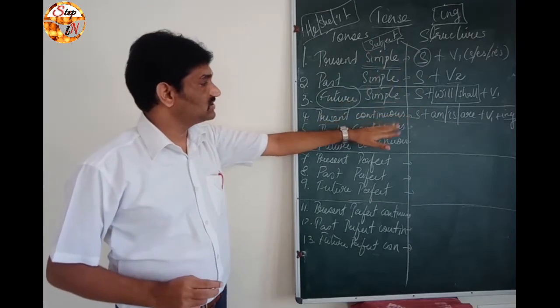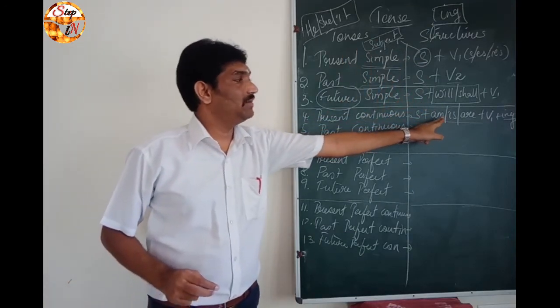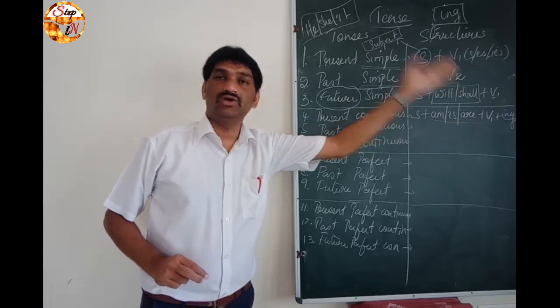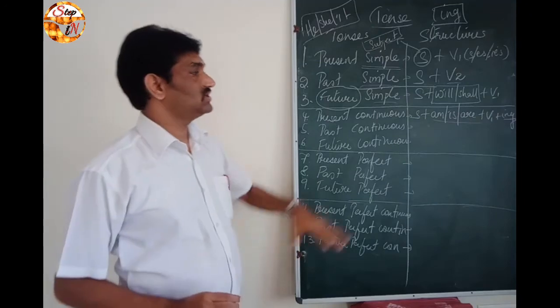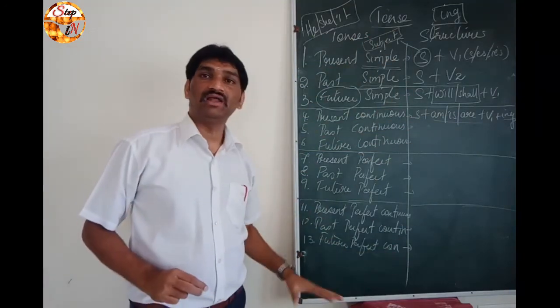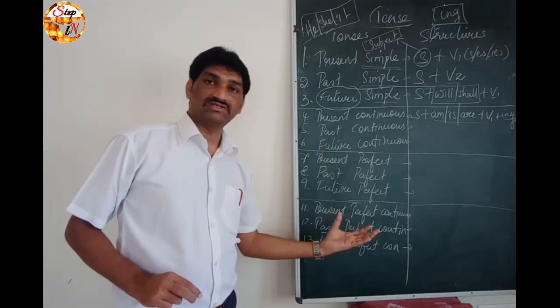So all continuous tenses will be using be form verbs. In that, for present tense we are using am, is or are. Later, when we go through the examples, you will have a clear idea about that. So right now we can just remember and understand the structures used in all the different tenses.